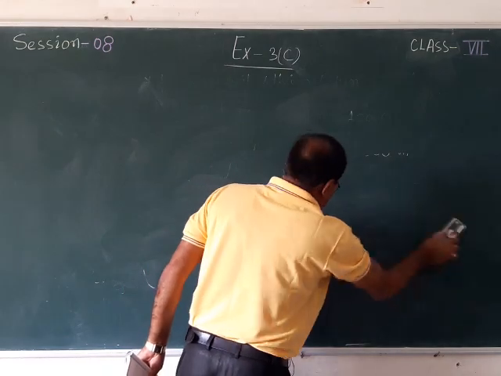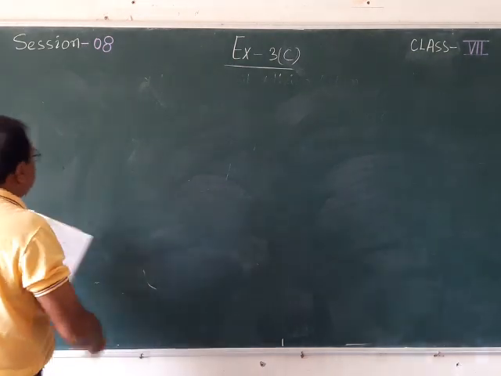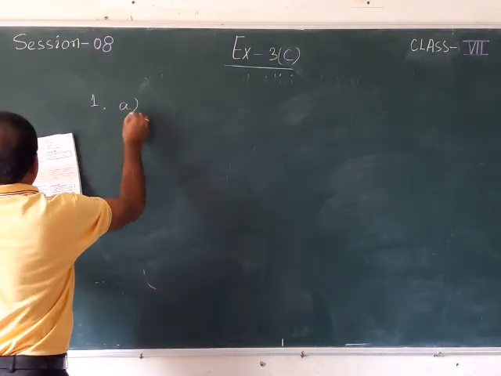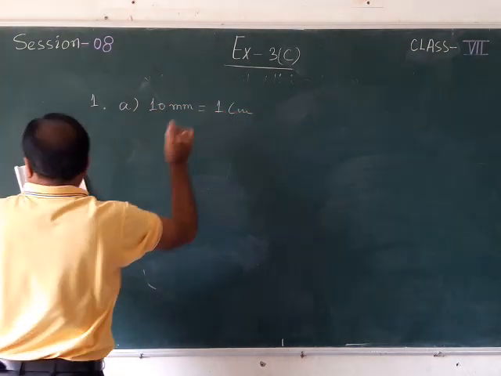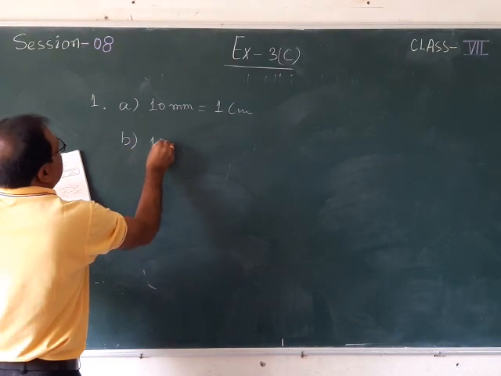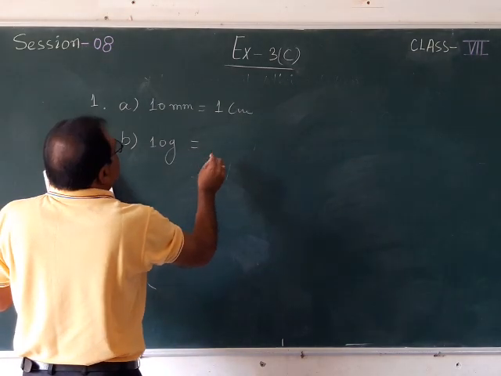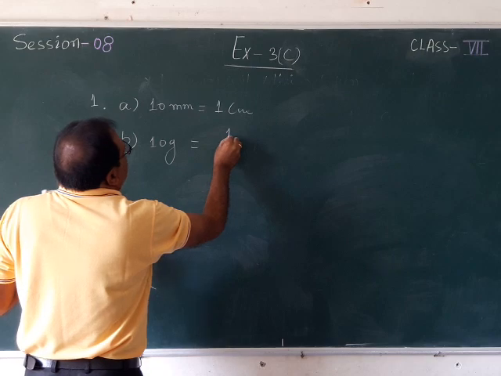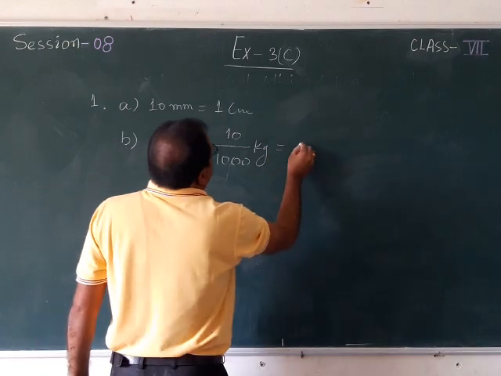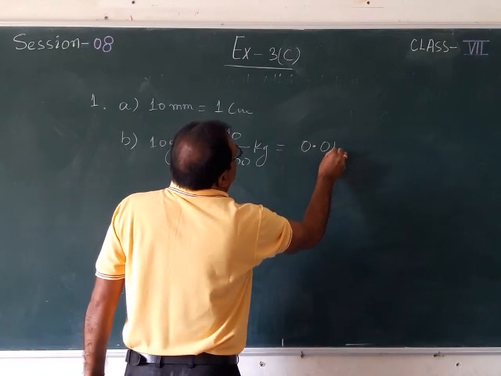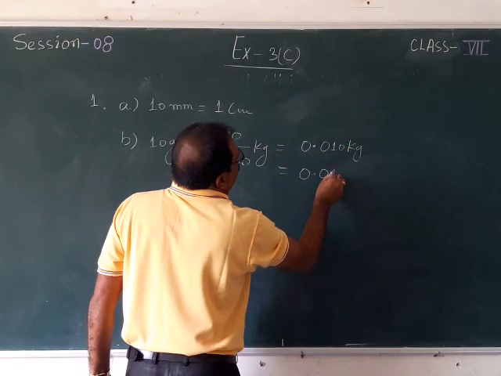In this question, Exercise 3C, these relations will be used. In 1A, 10 millimeter equals how many centimeter? You have seen: 1 centimeter. In B, 10 gram means how much kilogram? It is 10 divided by 1000 kilogram, so your answer will be 0.010 kg, and you will write 0.01 kg.